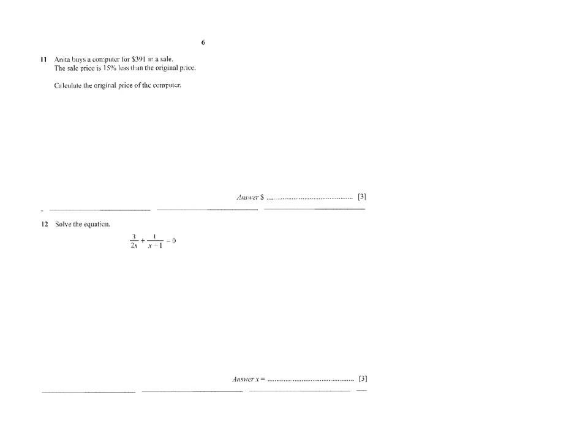So let's move on. Question 11. Anita buys a computer for $391 in a sale. The sale price is 15% less than the original price. Calculate the original price for 3 points. Guys, I explain this, I emphasize this type of question on my website a lot. This is not an ordinary percentage question. Now for 3 points that would be too easy. This is what we call a reverse percentage question.